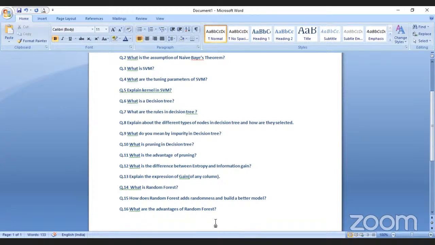So these are the advantages of random forest, where we face problems in decision trees. So when we are using the random forest, we have these advantages. So what are the disadvantages or limitations of random forest?